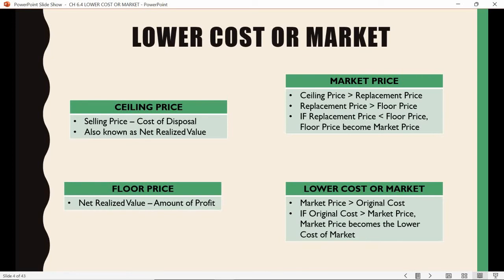So these are the 4 things that you need to know. You need to know these 4 steps. You need to be able to tell me how to solve for the ceiling price, how to solve for the floor price, how to solve for the market price, and last but not least, how to figure out the lower cost or market. Okay, so of these 4, 2 of them are formulas, and the other 2 are comparisons. So in this case, we're going to break down each one step by step.